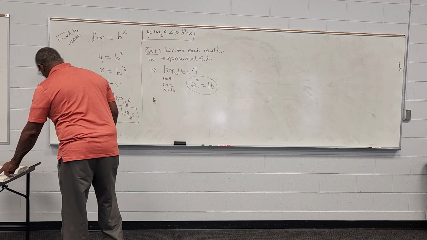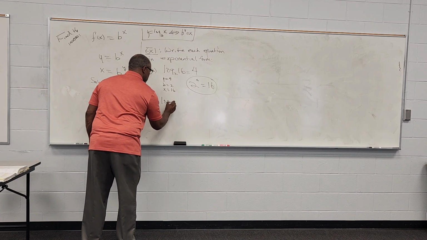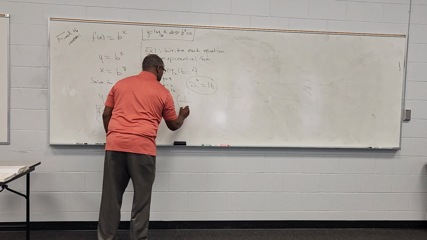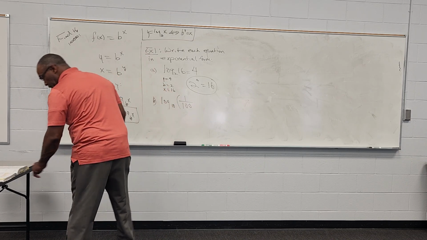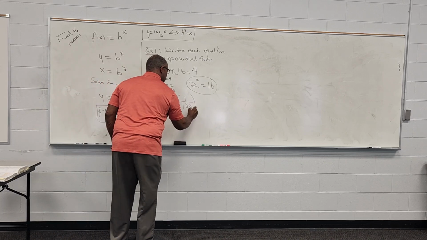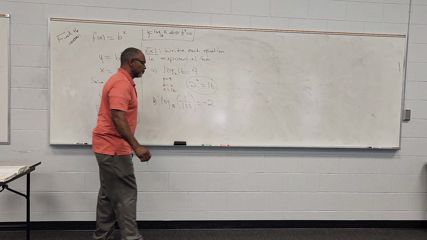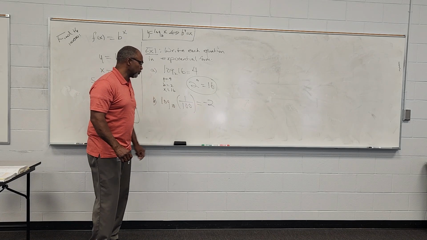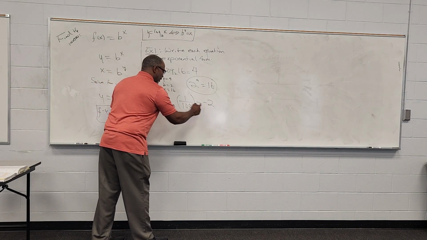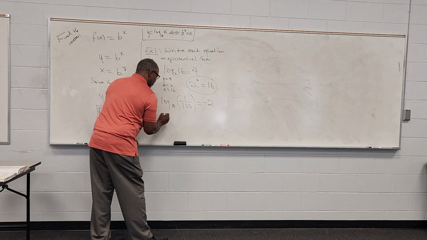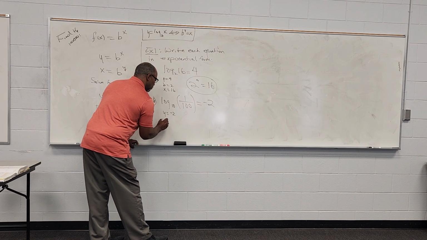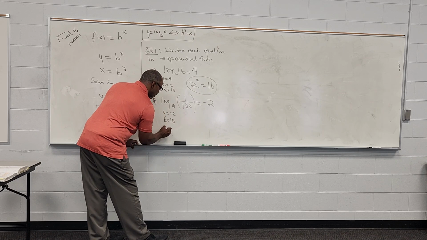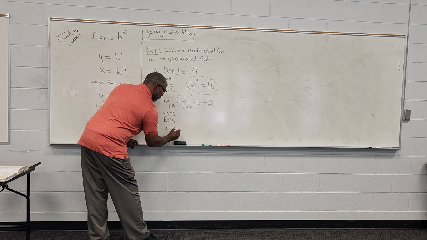B says log to the base 10 of 1 over 100 equals negative 2. So, y equals log to the base b of x. So y is negative 2, the base b is 10, and x is 1 over 100.